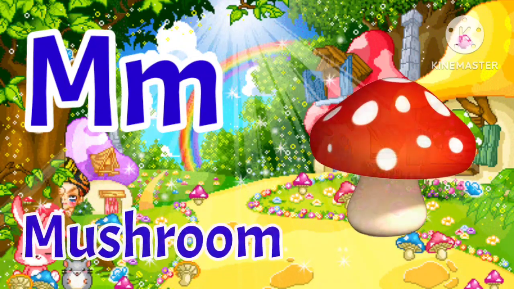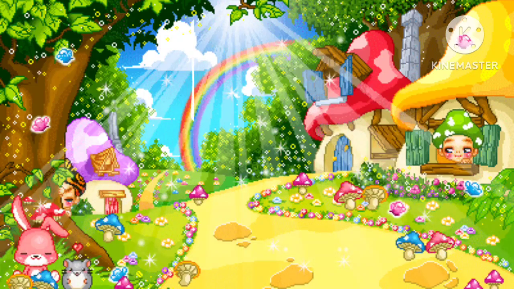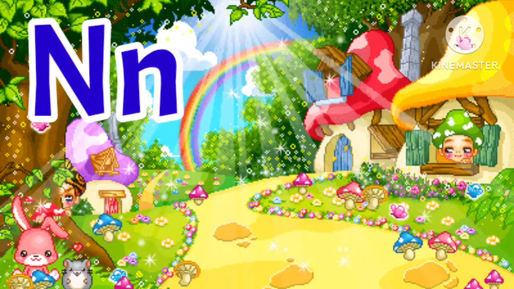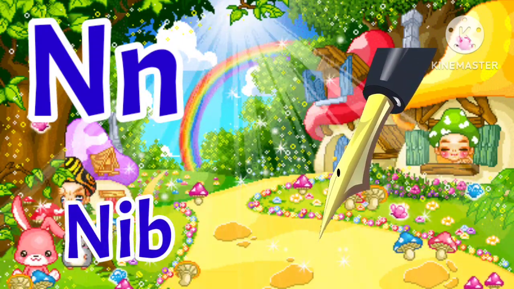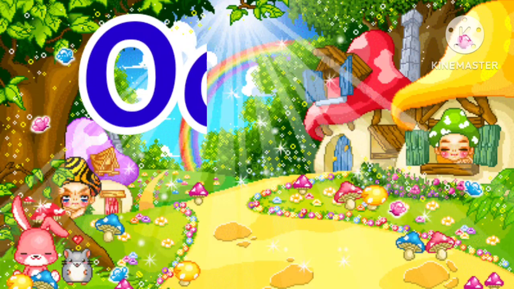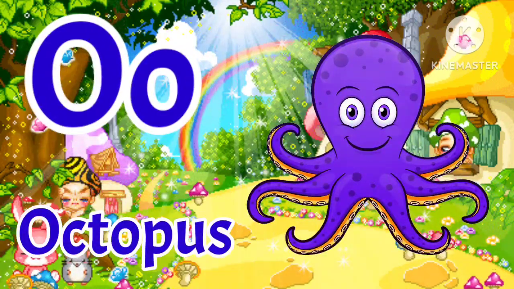M. M is for mushroom. N. N is for nib. O. O is for octopus.